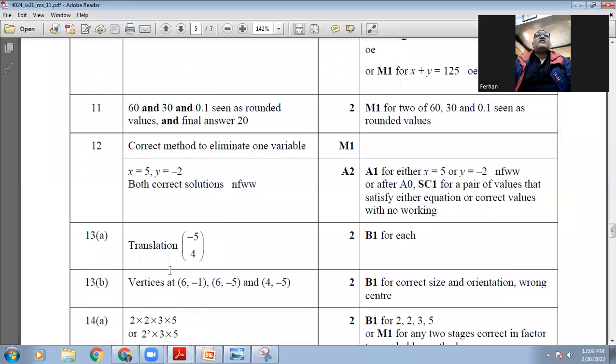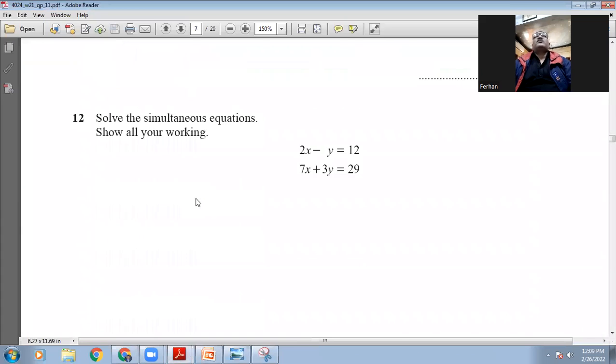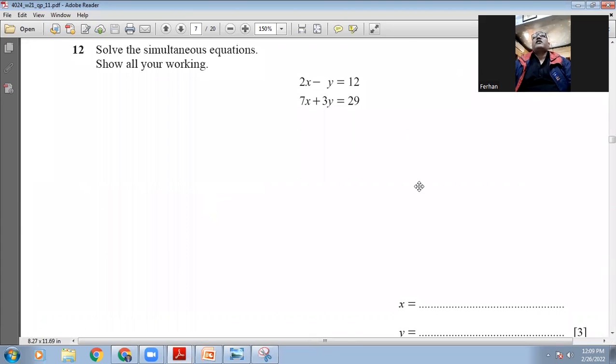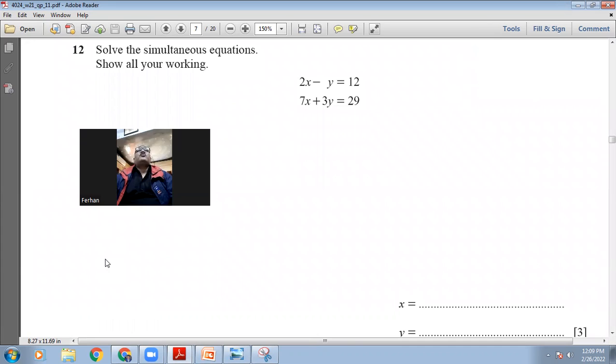Question number 11, let's have a look at the marking scheme. So the final answer is 20. Our answer is right. Okay. So let's go to the next question. The next question coming up on your screen is question number 12.